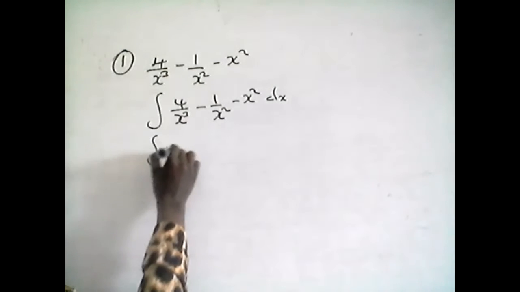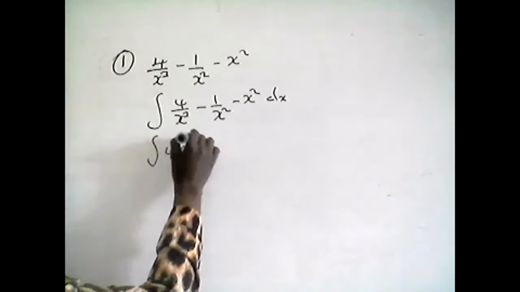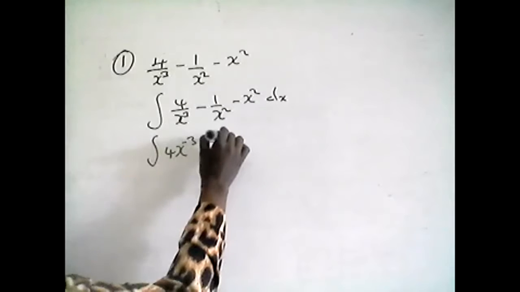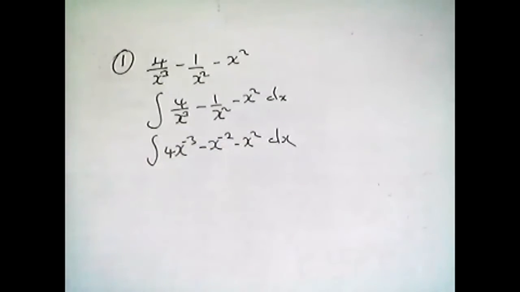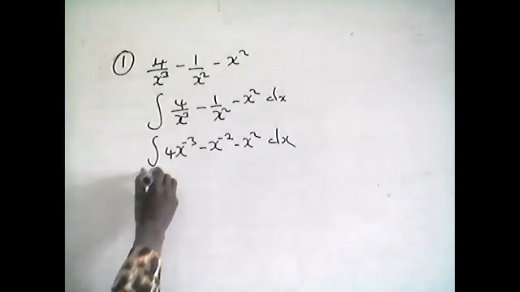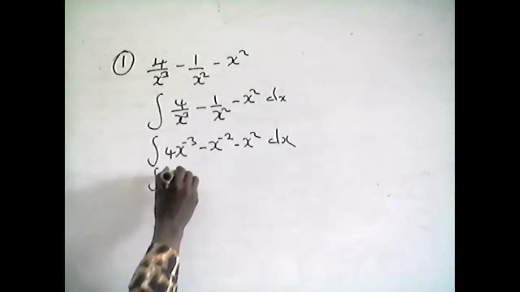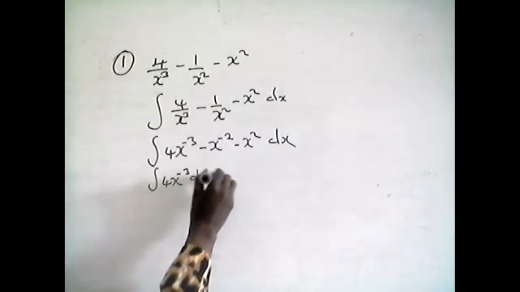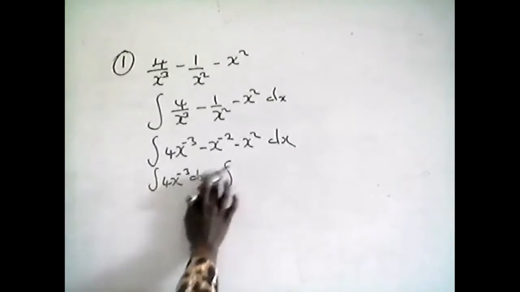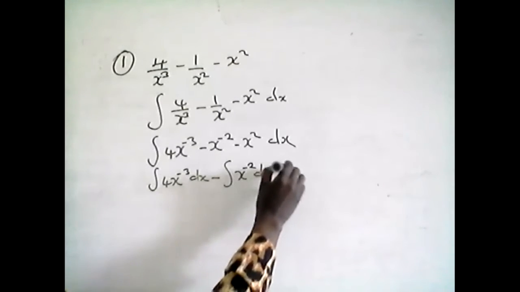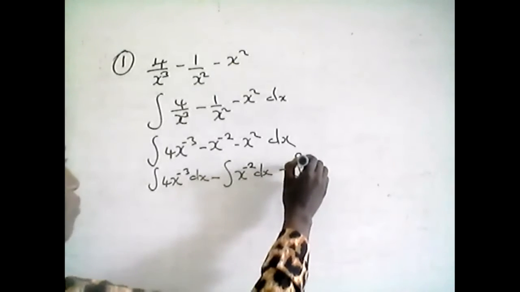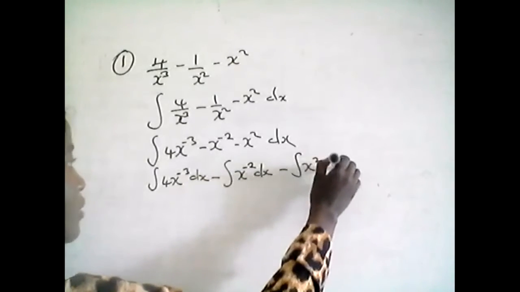Then this we can just take it on top: 4x to the power negative 3 minus x to the power negative 2 minus x^2 dx. I'm sure you are seeing that we can split this using the linearity property. This is the same as the integral of 4x to the power negative 3 dx plus the integral of negative x to the power negative 2 dx minus the integral of x^2 dx.